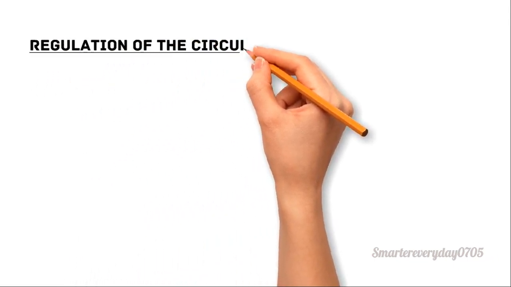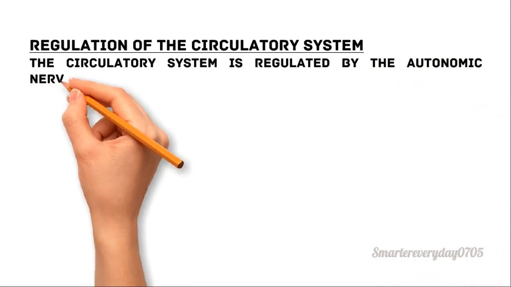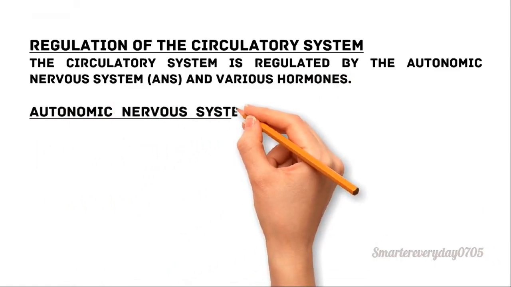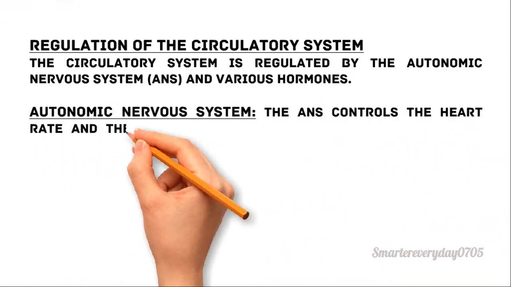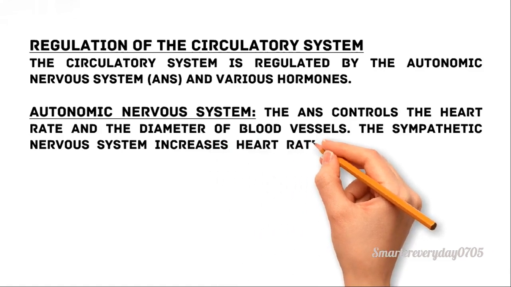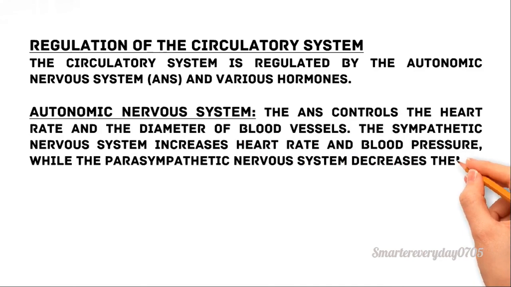Regulation of the circulatory system. The circulatory system is regulated by the autonomic nervous system and various hormones. Autonomic nervous system. The ANS controls the heart rate and the diameter of blood vessels. The sympathetic nervous system increases heart rate and blood pressure, while the parasympathetic nervous system decreases them.